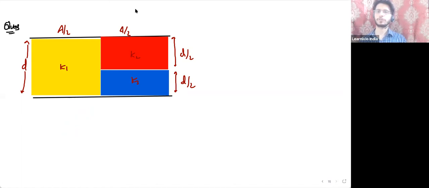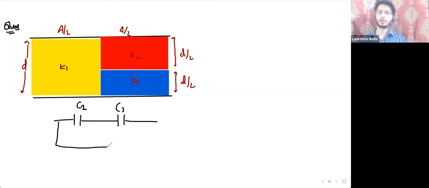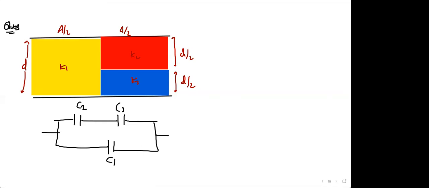So I'm just drawing the circuit. The equivalent circuit is this: C2 and C3 in series, in parallel with C1. That's the last circuit. Now we will start current electricity. Solve it and write your answer in chat. Get the value of the equivalent capacitance.